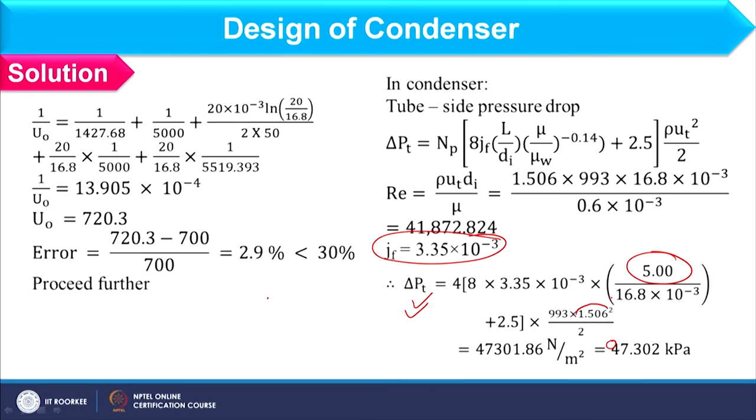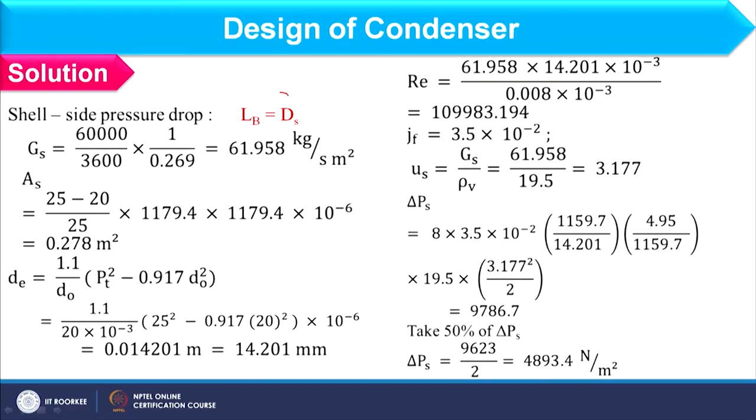And here we are considering the velocity, which is within the operating range, and so delta Pt value you can obtain as 47,301.86 Newton per meter square or 47.302 kilopascal, right. So, in this way we can find out tube side pressure drop, and now we will see the shell side pressure drop.